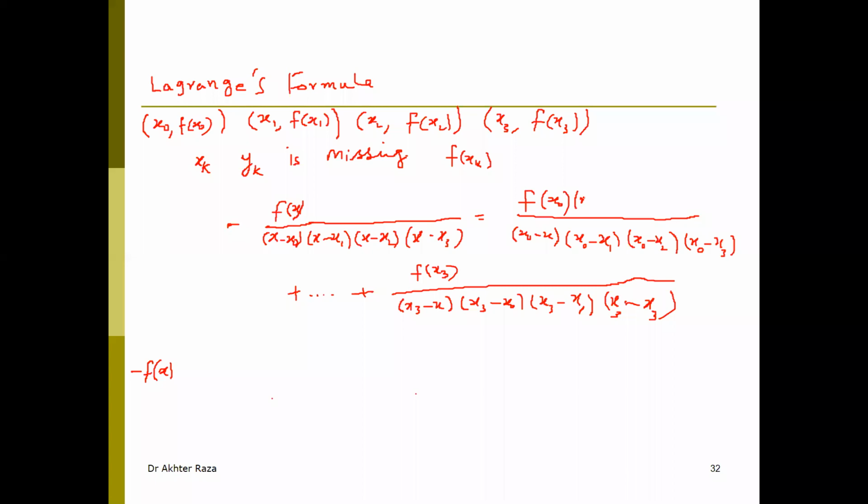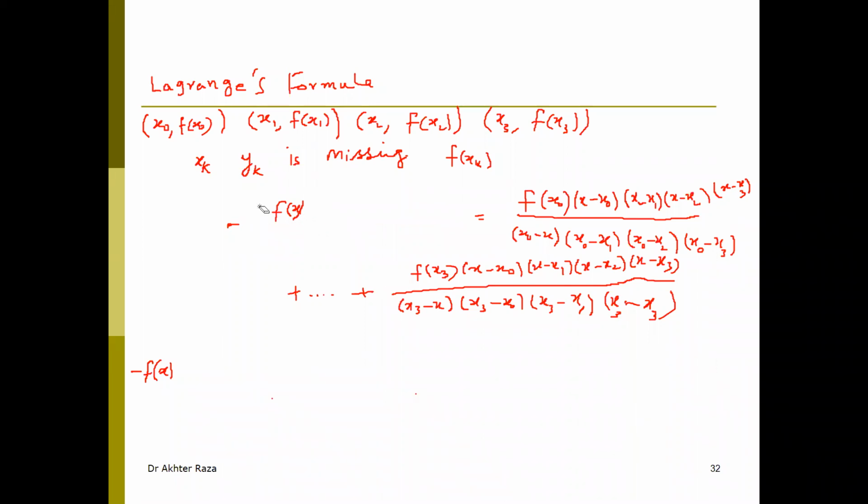So here I will have x minus x naught, x minus x1, x minus x2, x minus x3. These brackets will be in all terms: x minus x naught, x minus x1, x minus x2, x minus x3. From the denominator it is cancelled out. So on the left hand side we have only minus f(x), and all the terms I took to the right hand side by cross multiplication. So we have this expression.